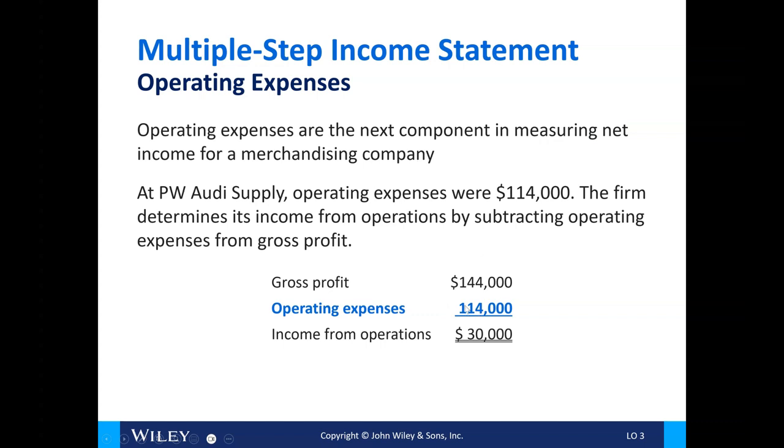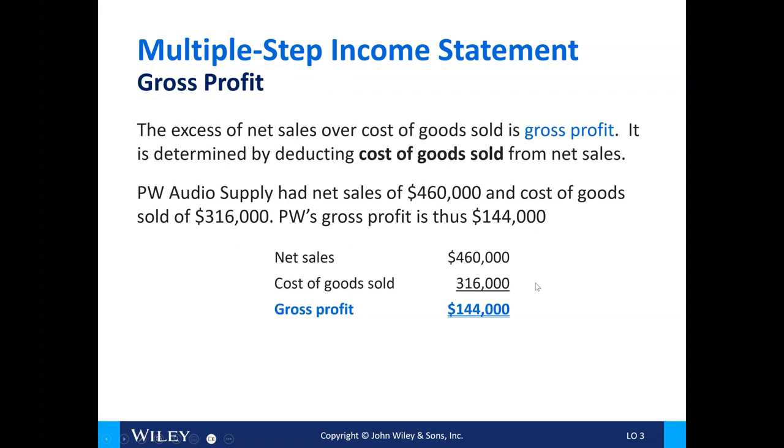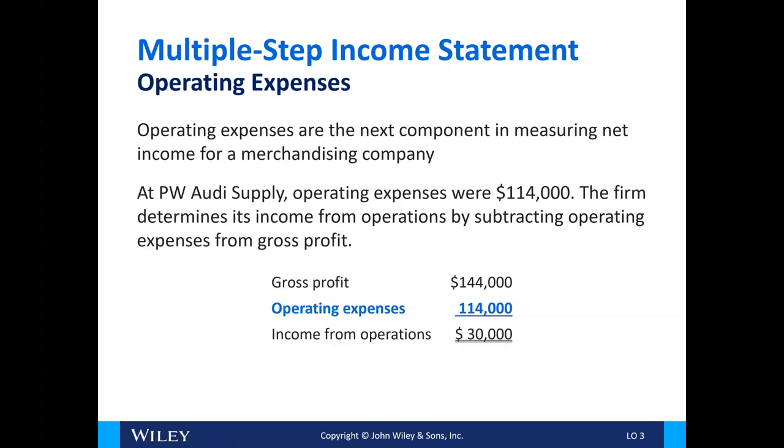And so then we subtract the operating expenses from gross profit. So we had 460 in sales. So let's look at what our income from operations percentage is. That's 30,000 divided by 460,000. And so we're now keeping 6.5 cents for every dollar of sales as operating income.